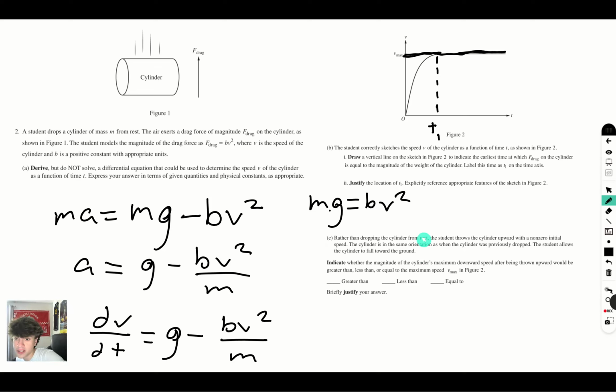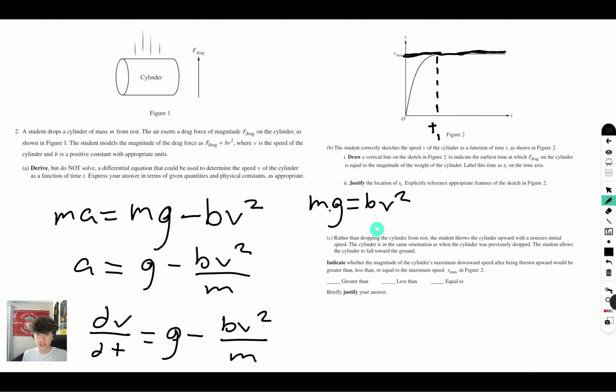Rather than dropping the cylinder from rest, the student throws the cylinder upwards with a non-zero initial speed. The cylinder is in the same orientation as when the cylinder was previously dropped. The student allows the cylinder to fall towards the ground. Indicate whether the magnitude of the cylinder's maximum downward speed would be greater than, equal to, or less than the speed Vmax in figure 2. It's the Vmax here.